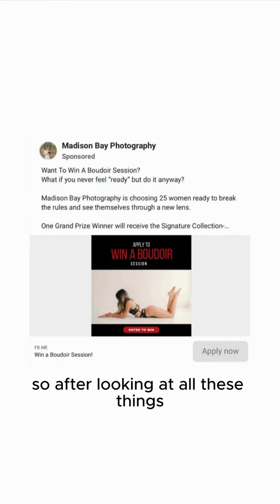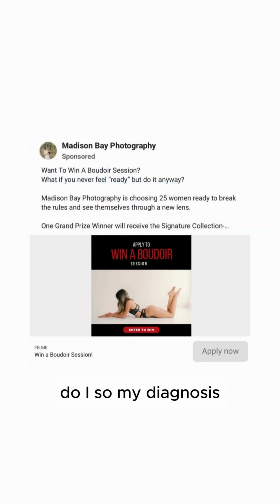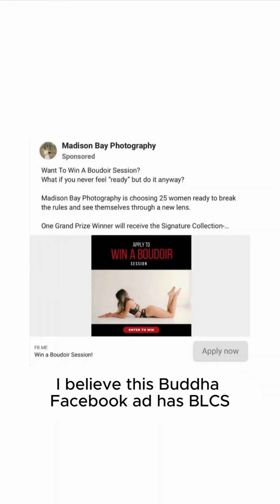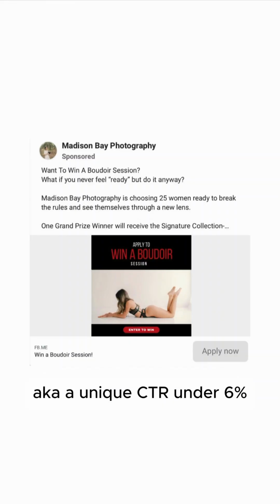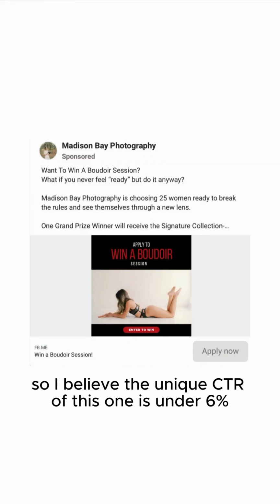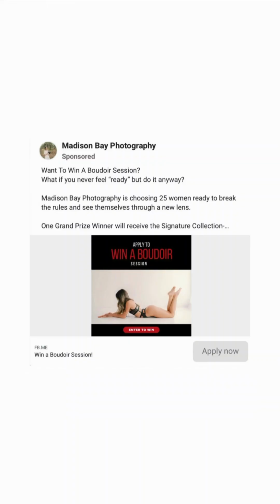So after looking at all these things, my diagnosis: I believe this Boudoir Facebook ad has BLCS, aka Boudoir low click syndrome, aka a unique CTR under 6%. Yes, I do. I believe the unique CTR on this one is under 6%. And it can be solved though.